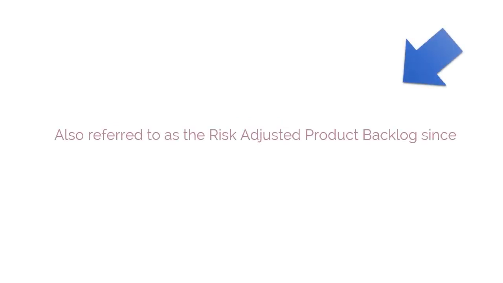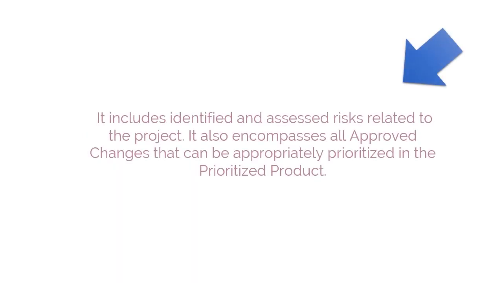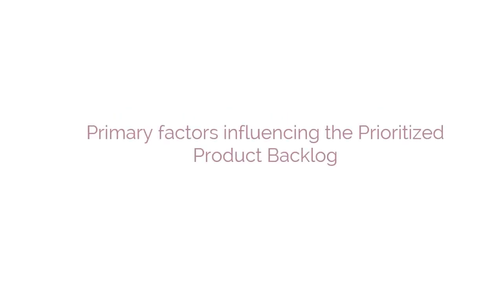It is also referred to as the risk-adjusted product backlog, since it includes identified and assessed risks related to the project. It also encompasses all approved changes that can be approximately prioritized in the prioritized product backlog. Let's now learn the primary factors influencing the prioritized product backlog, one by one. Let's talk about value first.